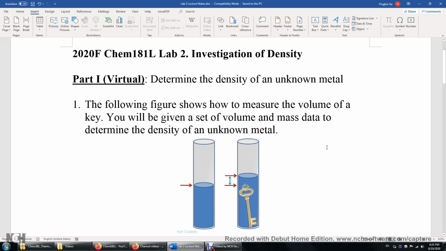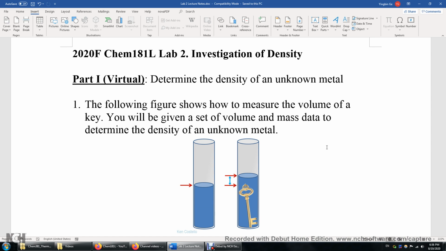This is the pre-lab lecture on the investigation of density. This lab consists of two parts. In part 1, you will determine the density of an unknown metal given a set of volume and mass data. You need to enter the volume and mass in a spreadsheet, make a graph, do a linear regression, get a linear function, and based on that function, you determine the density.